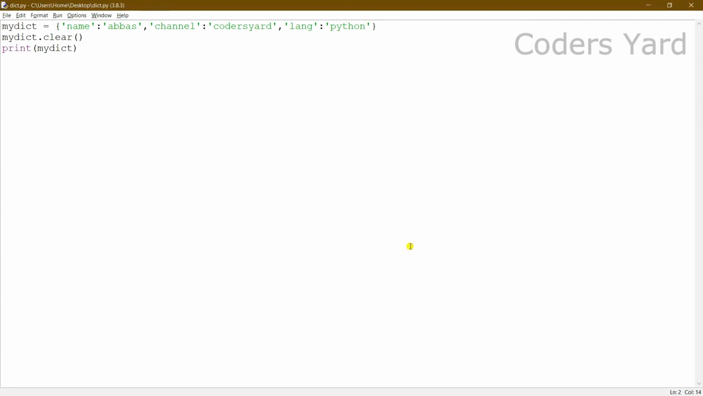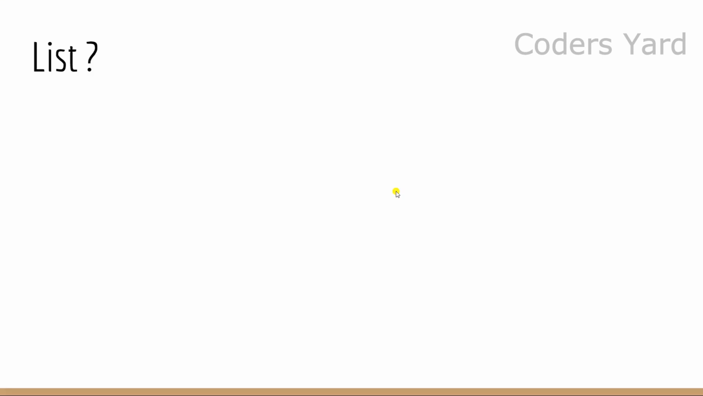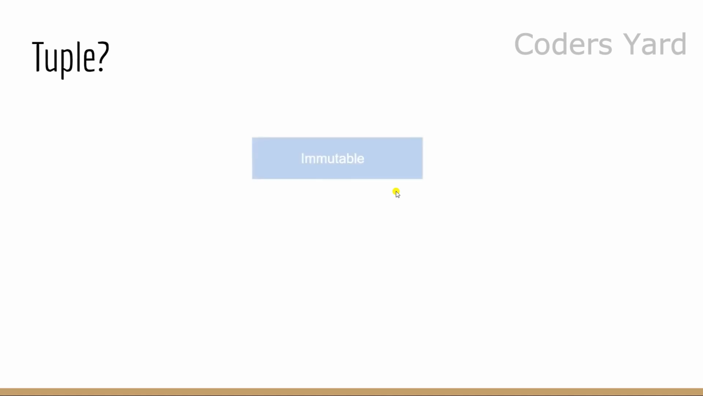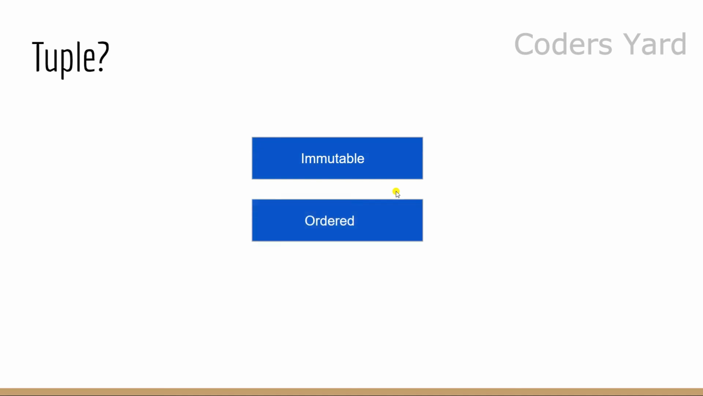So now let's summarize these data structures, that is list, tuple, set and dictionary. List is mutable, that is you can change the values inside a list, and it is ordered. It follows the order, so you can perform indexing operation. Tuple is immutable, so you cannot change the values inside a tuple, and it follows the order. You can also perform indexing and slicing.